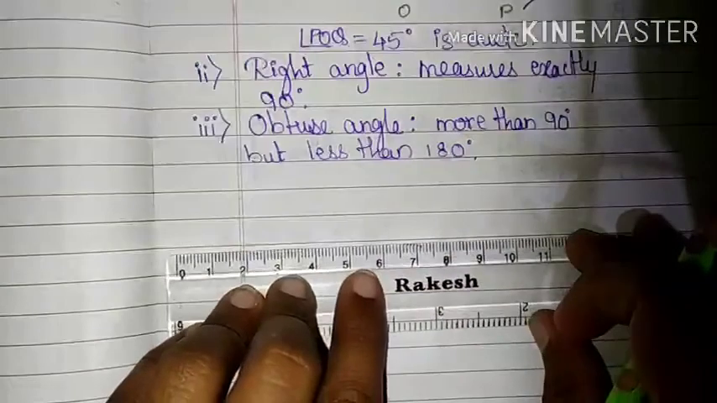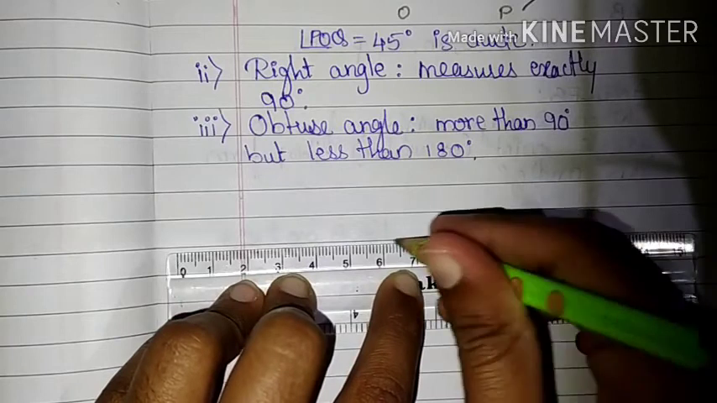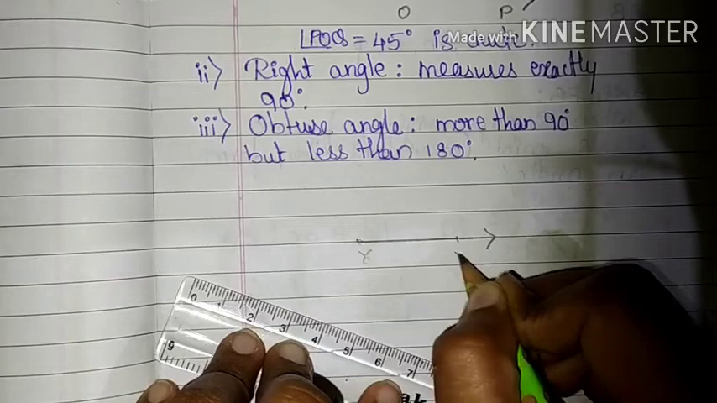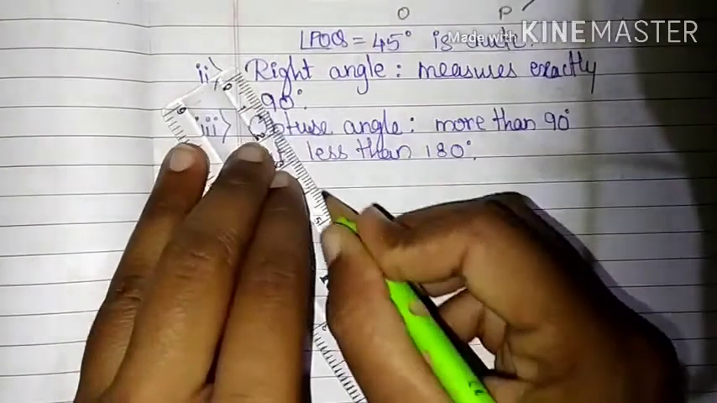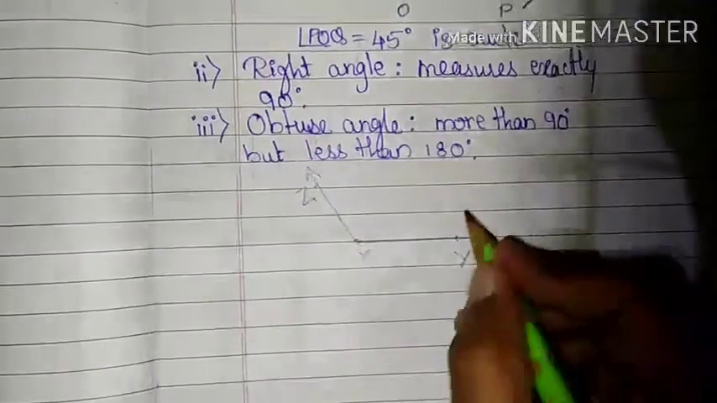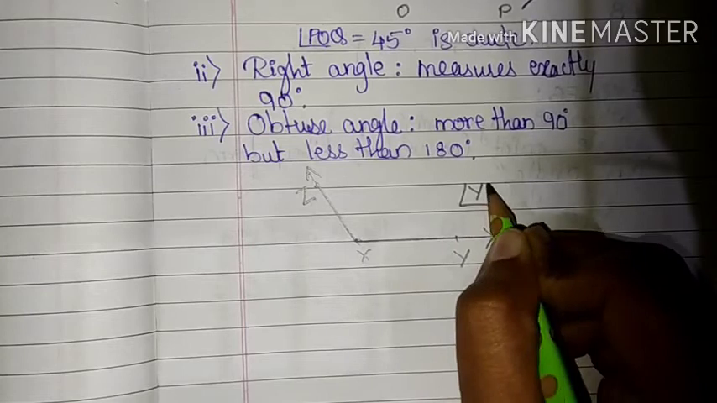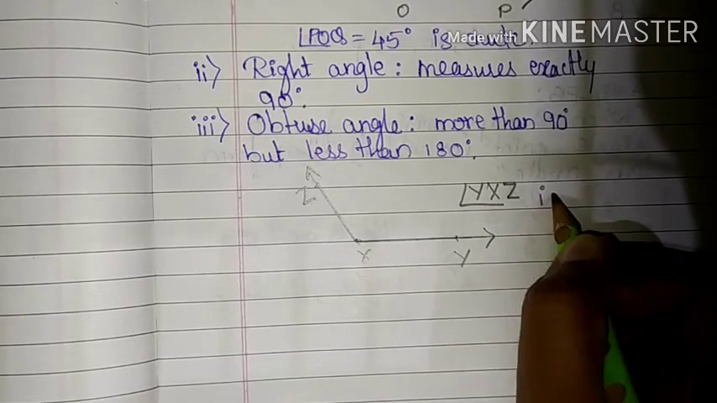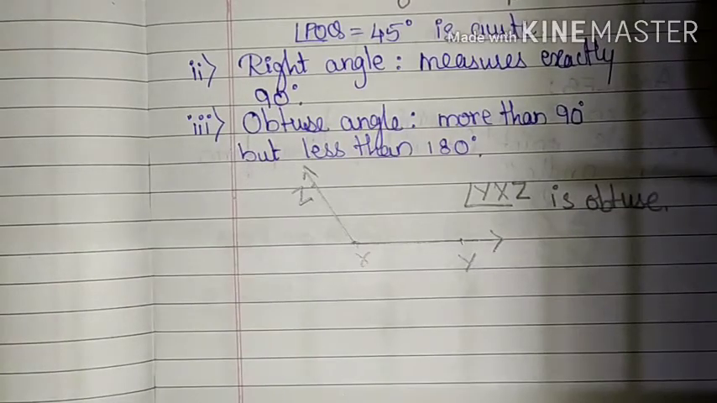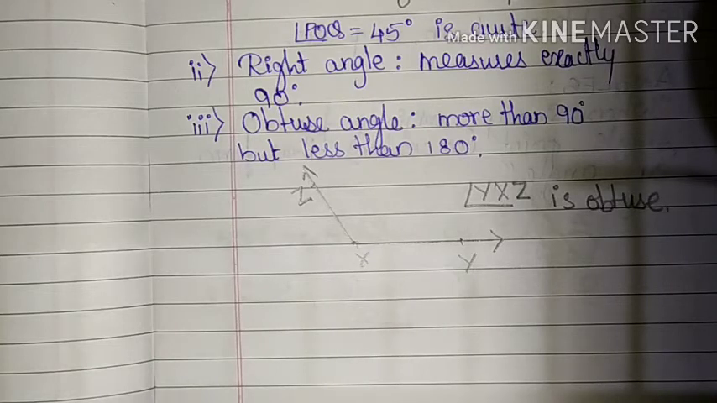So if I were to draw an obtuse angle, then our ray XY and here, this is our obtuse angle. Angle YXZ is obtuse. If you want to confirm, then you can draw an obtuse angle on your own and measure it. You will find that it is always greater than 90 degrees but less than 180 degrees.